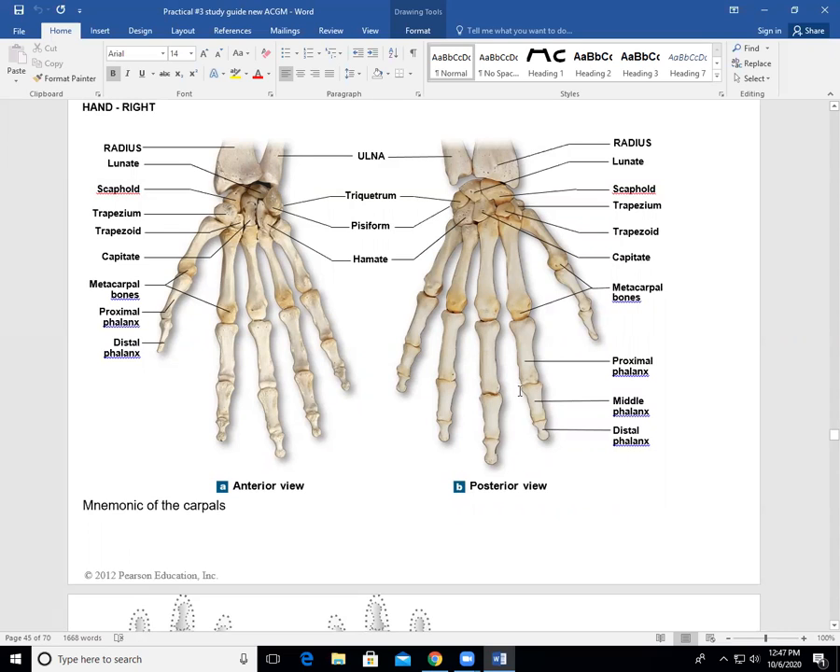So if I were to have a sticker here, you tell me this was a proximal phalanx because it's closer to the base of the hand. Okay, this would be a distal phalanx. This would be a middle phalanx.